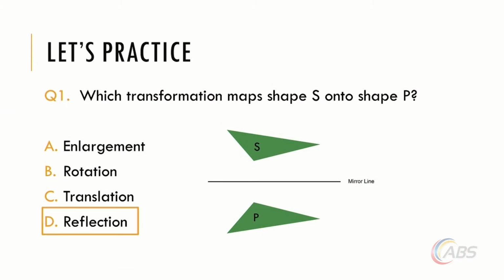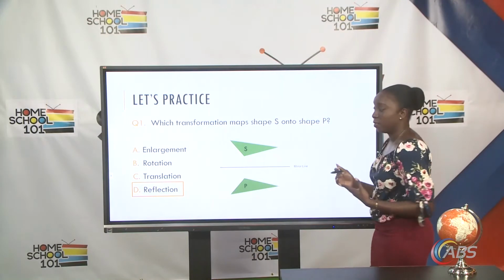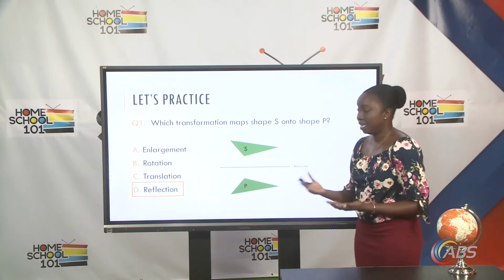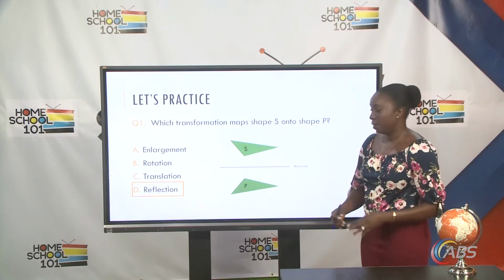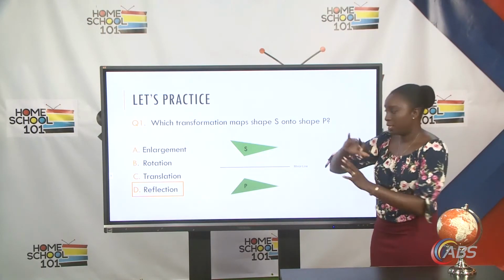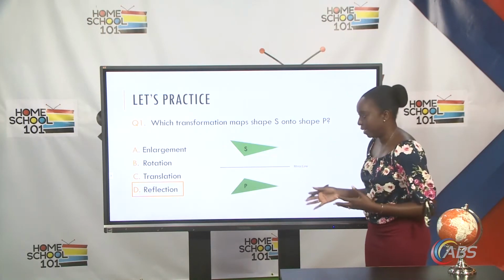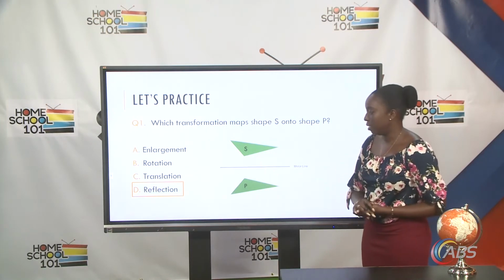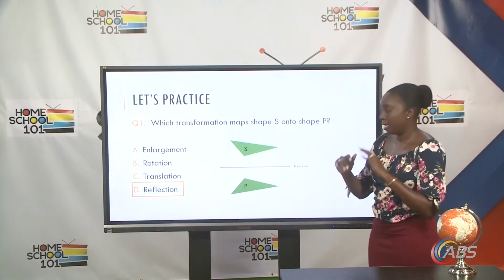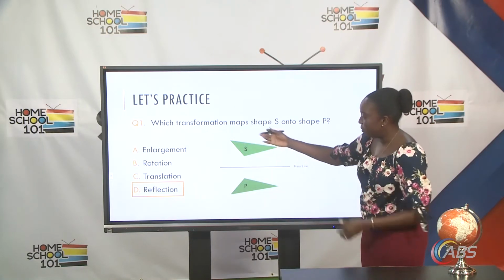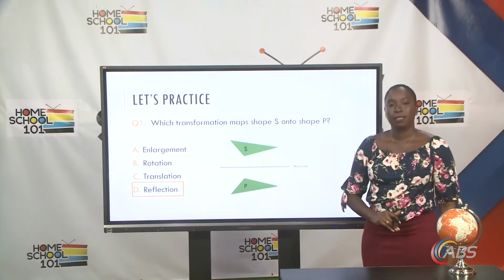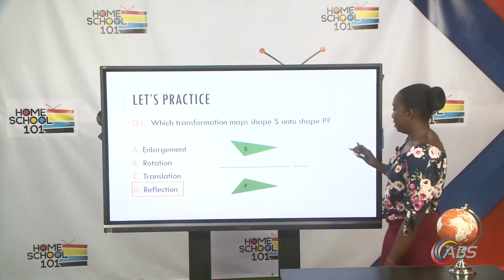So we know that P is a reflection of S. Just by process of elimination and the diagram that was given, it already told us it was a mirror line. We knew it wasn't an enlargement because the figure didn't get bigger. We knew it wasn't a rotation because there was no point of rotation. It didn't actually turn and go anywhere. We knew it wasn't a translation because it didn't slide or glide. Because if it translated, it would have been in the same position. But notice it flipped. Okay? So that is a reflection.